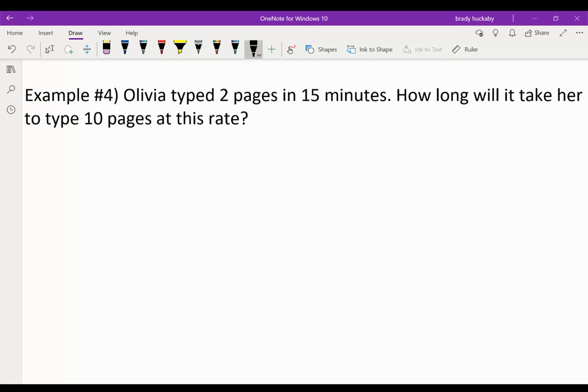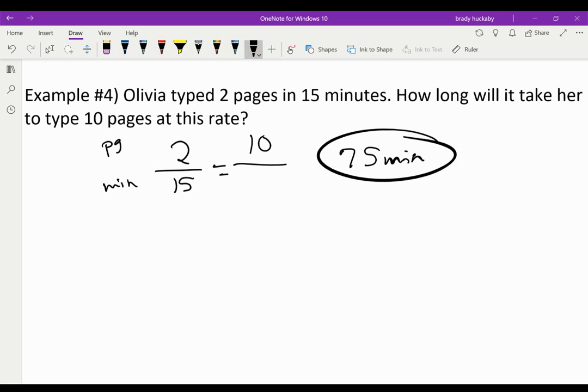Okay, so hopefully you've actually done this by yourself. I set up my fractions 2 over 15. This is my pages, this is my minutes. Whenever I wanted to know 10 pages, 10 would go on top. 15 times 10 divided by 2. So it would take her 75 minutes to write 10 pages.